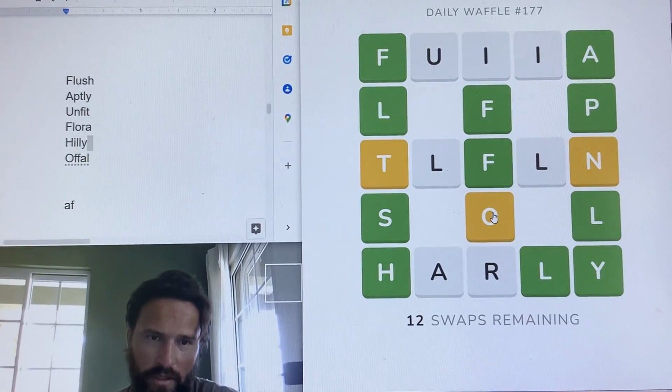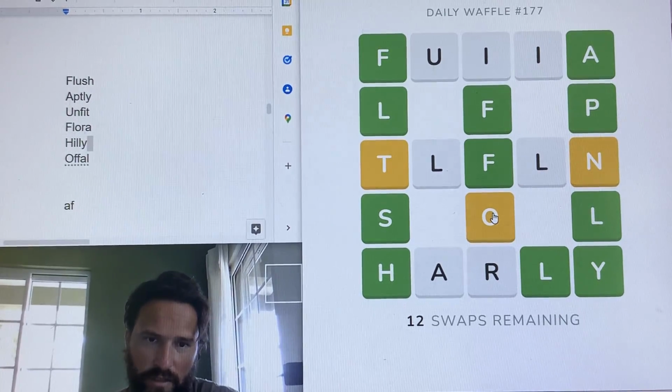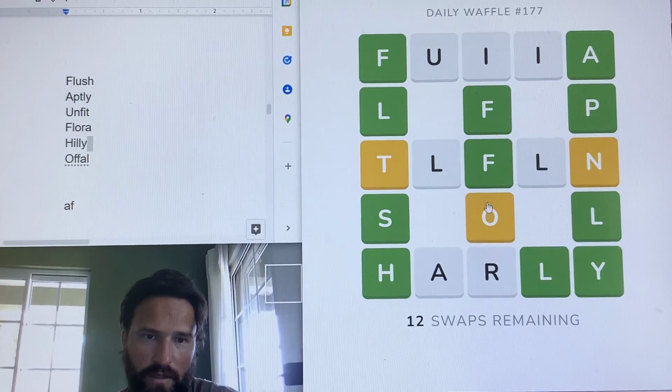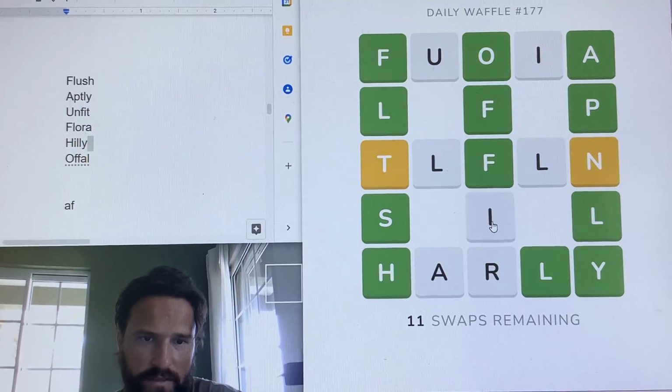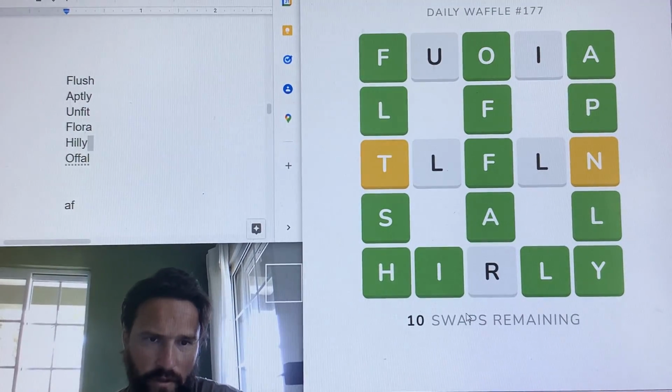That's a 3. So we can switch these 3 tiles and it's only gonna take 2 moves to turn all of them green. So I'm gonna do that. I think that's pretty good. All right, see how that worked?